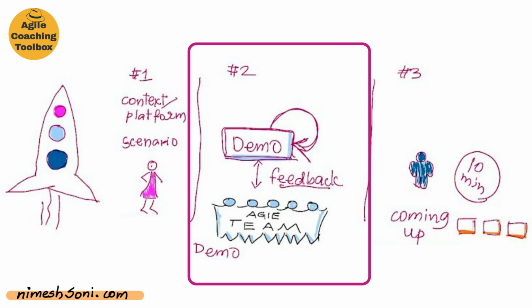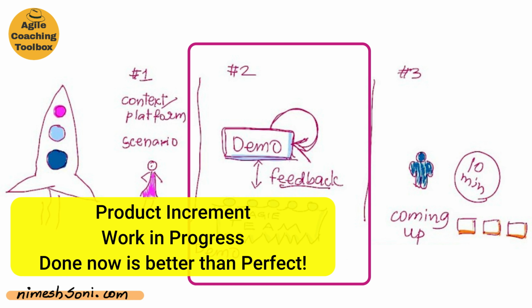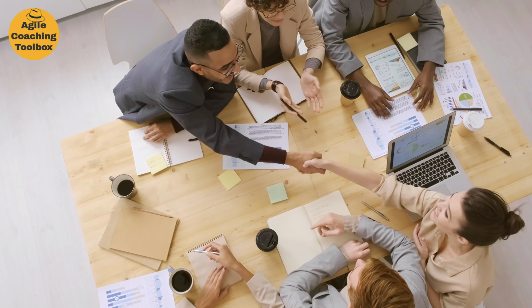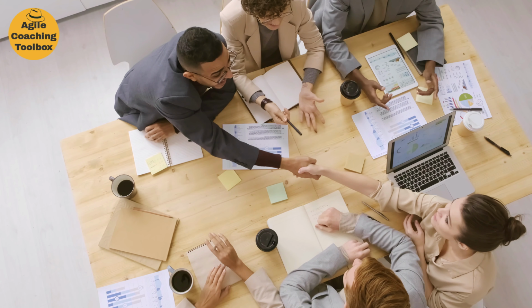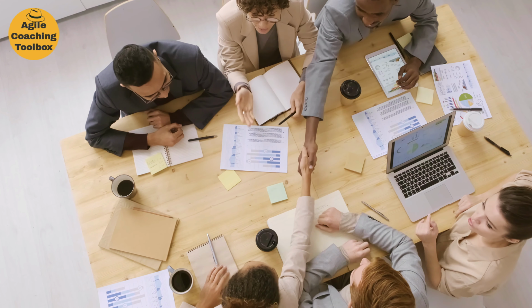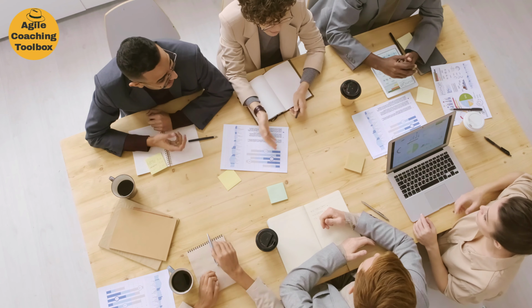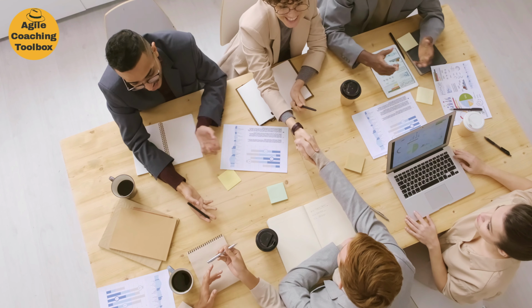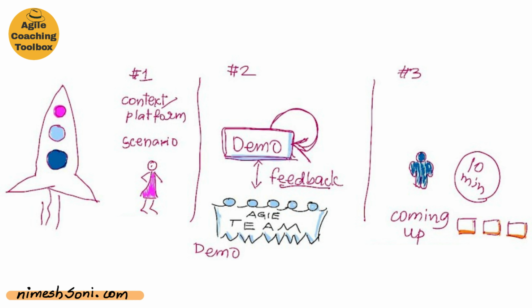But we want to go in front of them with this product increment with some functionality so that we can get that early feedback. So this is where I expect a lot of back and forth between the team and stakeholders during this demo, during the sprint review. During this stage, I would expect a lot of back and forth between the team and the stakeholders. This is the conversation. This is the feedback that we are looking for.